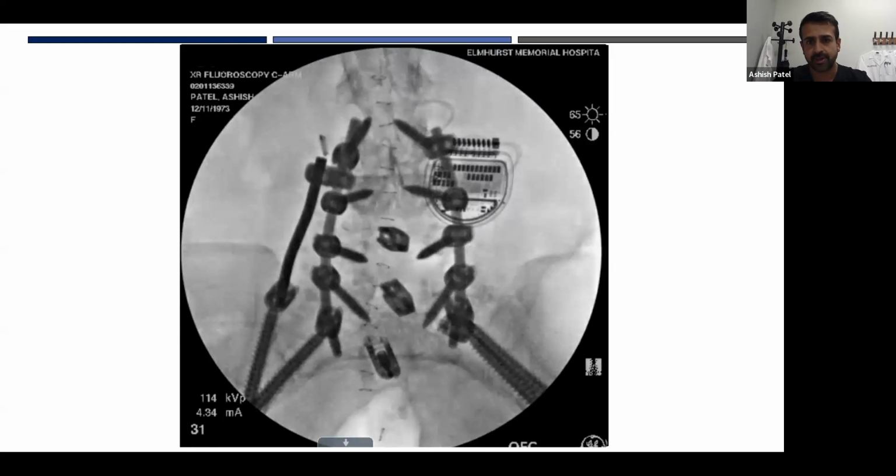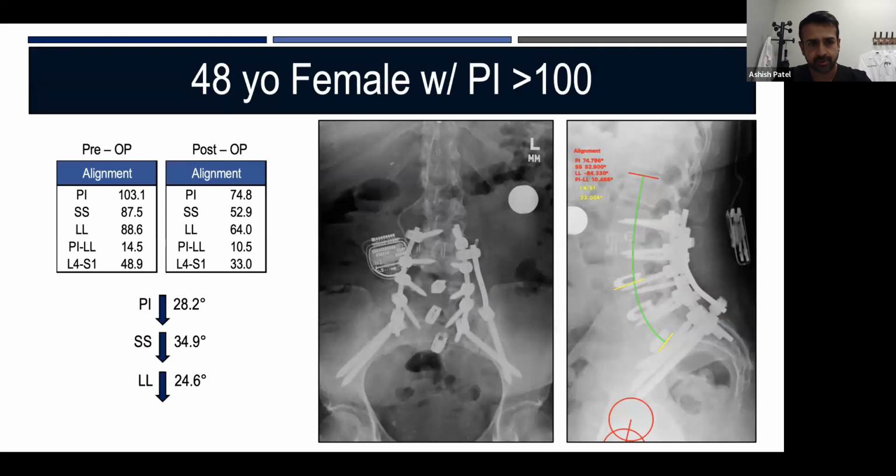And these are the intra-op films, and here you can see the post-operative films. And what we were able to do was reduce the pelvic incidence by 30 degrees. We were able to reduce the sacral slope, that was near vertical at 90 degrees, and so that's more reasonable at 52. And actually lordosis itself compensated by decreasing to about 20 by 24 degrees.